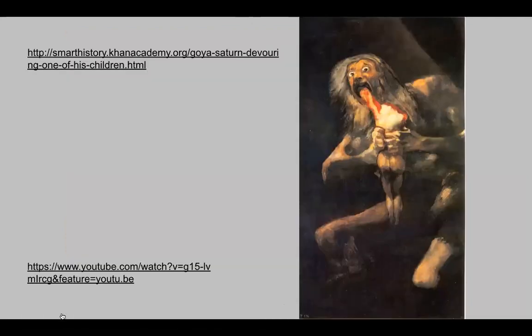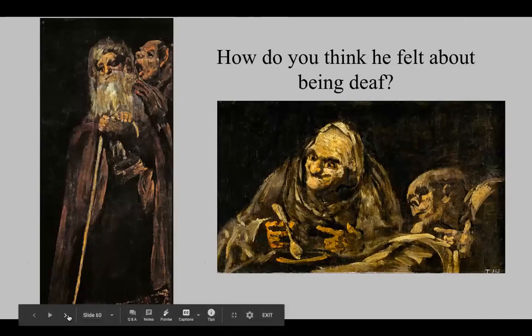Towards the end of his life, Goya was going deaf, and he painted a series of paintings inside his house in Madrid. This one is on a door. This is Saturn devouring his son. Kind of gruesome, right? How do you think he felt about becoming deaf?